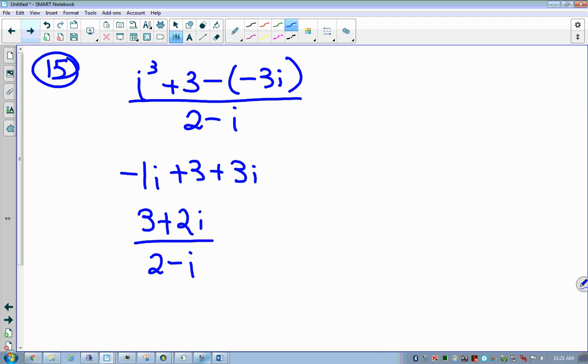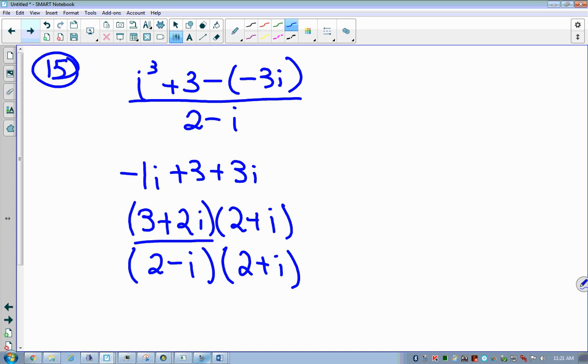Okay. Now this is where a lot of people stop and they'll end up getting this wrong, because we can simplify this, but we have to multiply by the conjugate. So 2 plus i and 2 plus i. I guarantee you right now that I will count a lot of these wrong because you will stop too early. Now we FOIL. Okay, 3 times 2 is 6. 3 times i is 3i. 2i times 2 is 4i. Okay, and 2i times i is 2i squared, which is negative 2.